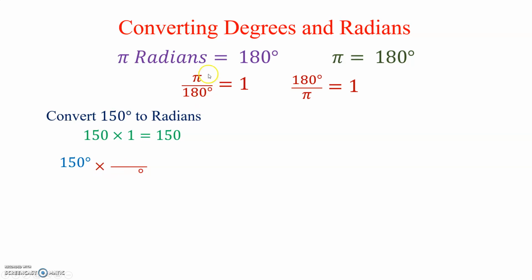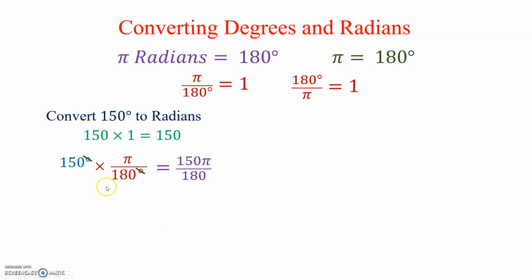I'm going to multiply it by one of these two fractions, the fraction that has degrees in the denominator. Why? Because if degrees is in the denominator, when we multiply, degrees will cancel out. So if the degree has to be in the bottom, that means the 180 will be in the denominator, and pi will go in the numerator. So we are essentially taking 150 degrees and multiplying it by a form of 1. This particular format will cause the degrees to cancel out.